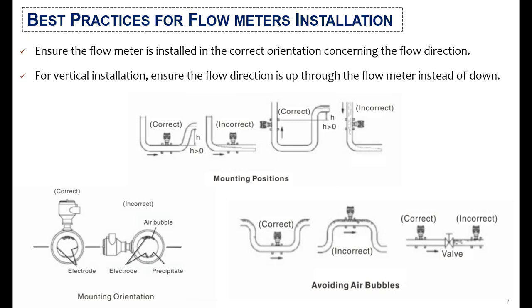Ensure the flow meter is installed in the correct orientation concerning the flow direction. For vertical installation, ensure the flow direction is up through the flow meter instead of down to get the accurate reading from the flow meters. Similarly, you need to install on a correct orientation of the flow meters for the accurate readings of the flow sensors.